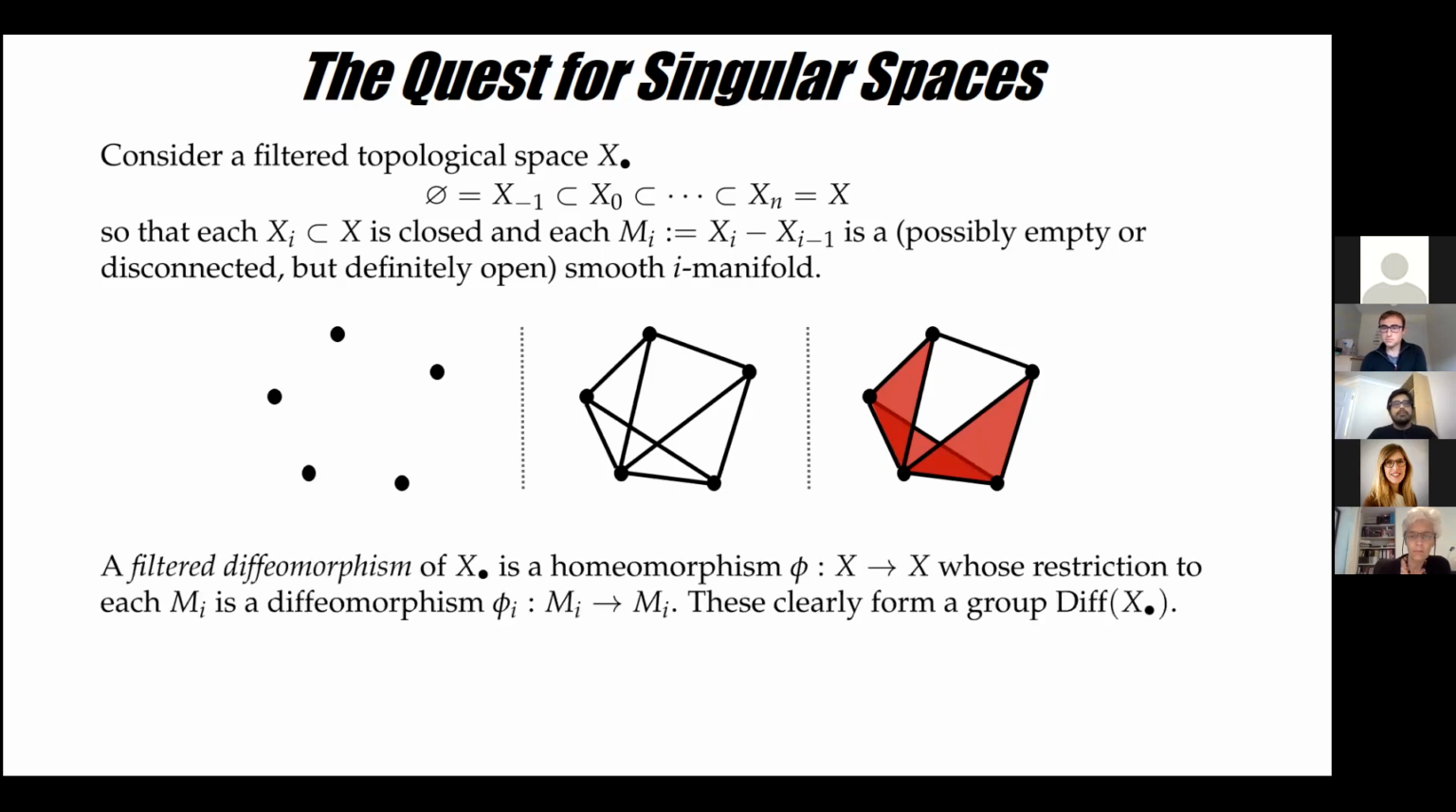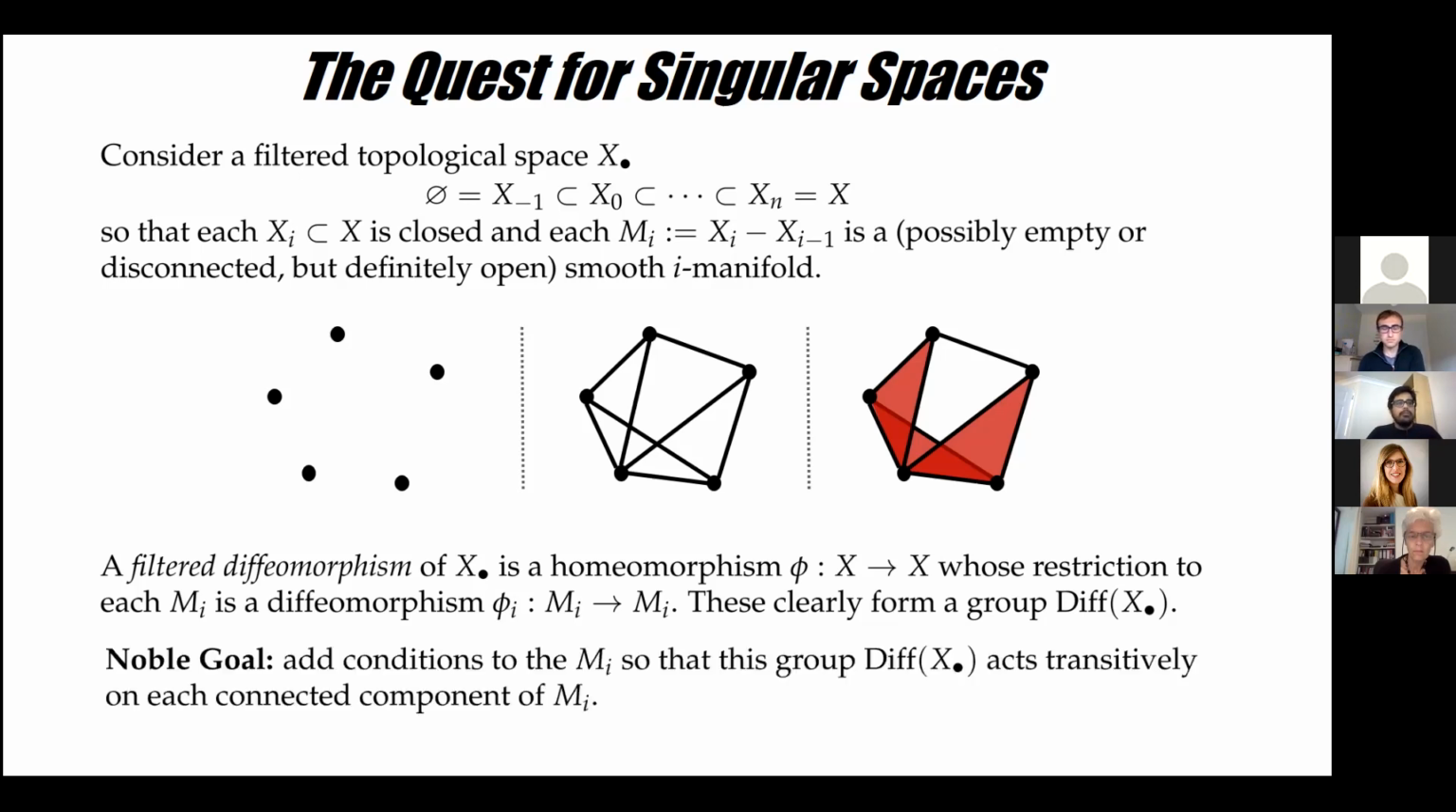So if you have one of these filtered spaces, then you can easily define a filtered diffeomorphism. It's a homeomorphism of the whole space that restricts to diffeomorphisms on the manifold pieces if you have this partition. So the goal is to keep this nice transitive diffeomorphism property so that on every connected component of one of these I-dimensional pieces, you can take any point, apply these filtered diffeomorphisms and get any other point lying in that same connected component. And this property is called equisingularity.